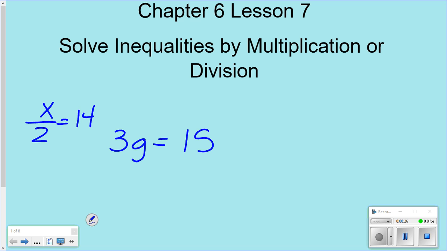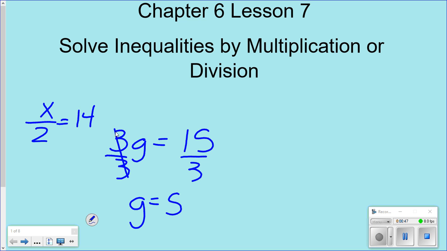3 divided by 3. Okay, hold on. How did you know it was dividing? The 3 and the 3 are right. Okay, that means multiply, right? To undo multiplication, I have to divide. So this is how I would solve this problem. Okay, g is going to be 5.